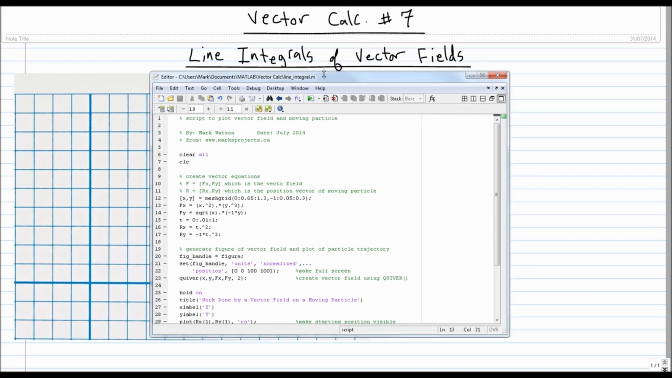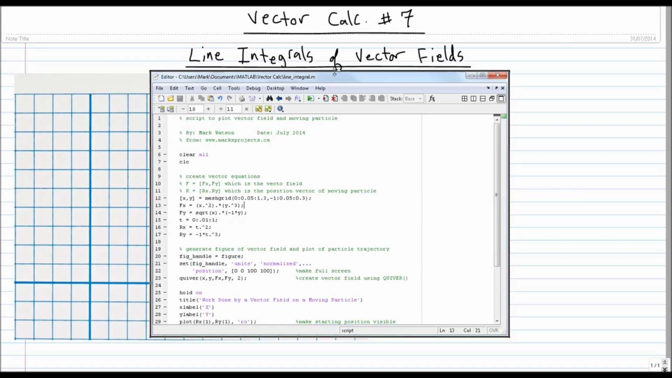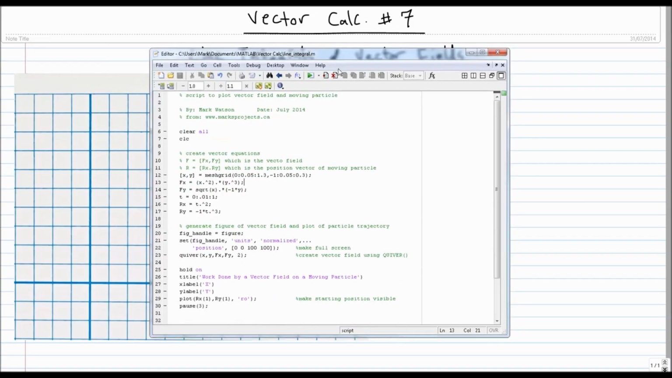So there's a couple different kinds of line integrals. This particular type of line integral that I'm going to be calculating is described as a line integral of a vector field. And in physics, one can think of it as the work done by a vector field on some moving particle that's moving on a fixed path or a line or a curve. Okay, so I'm going to show you what I mean.